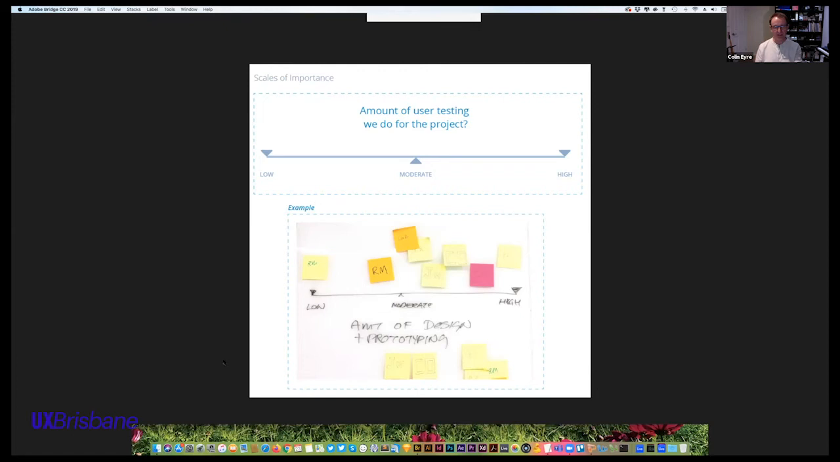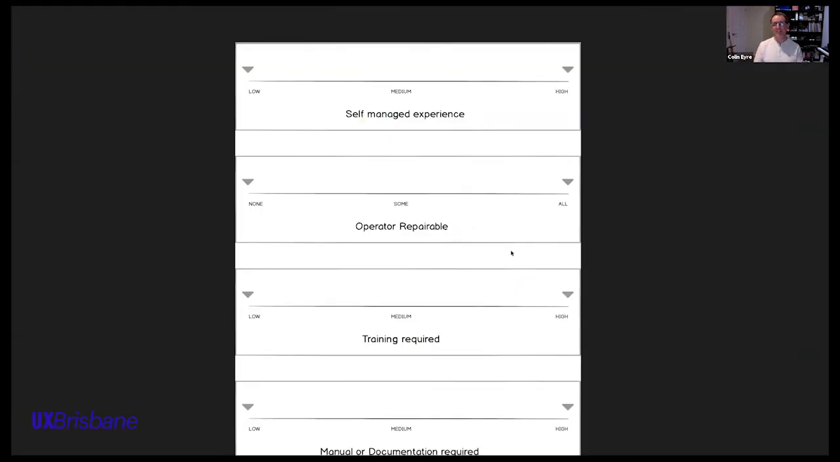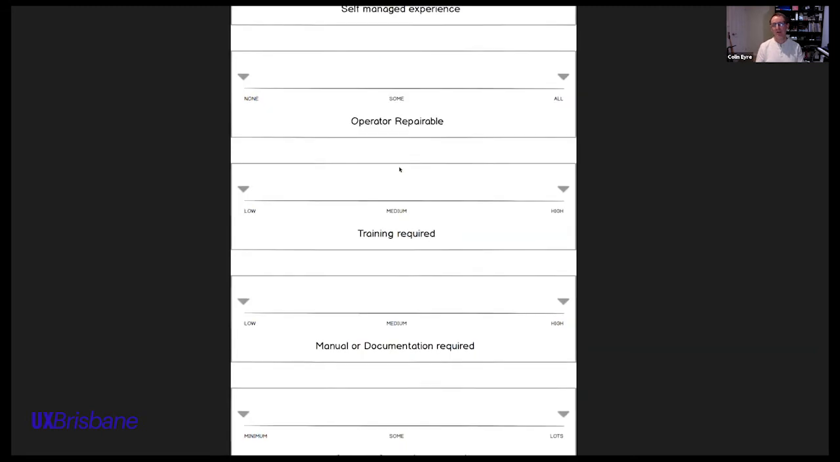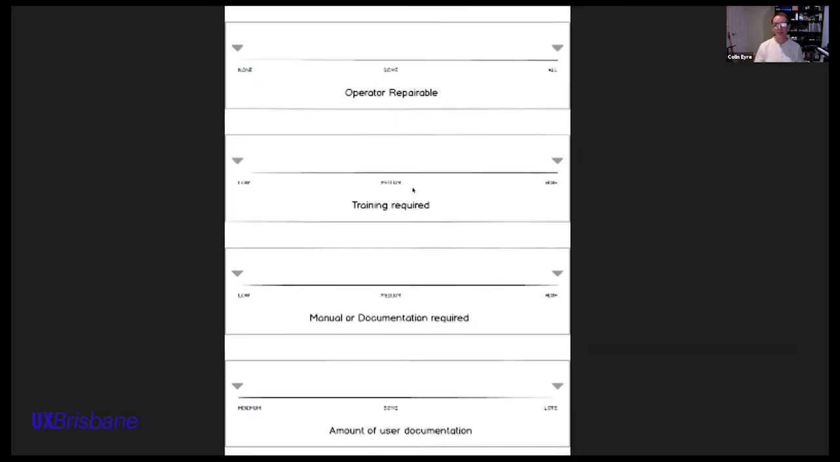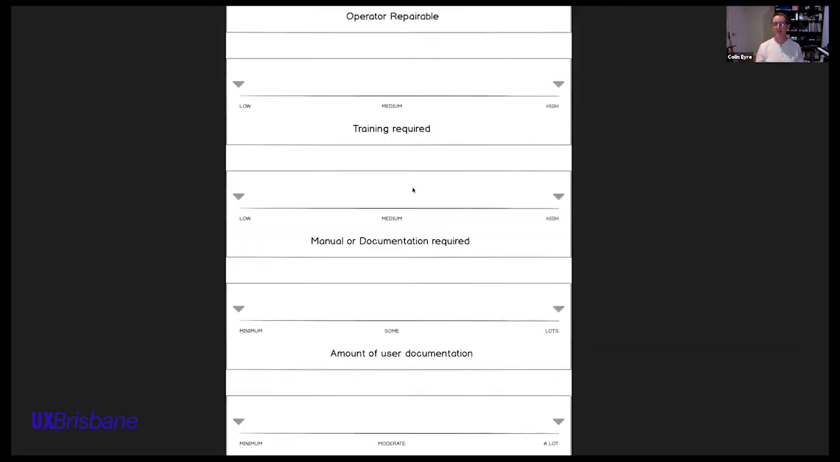There's a ton of different scales of importance. Here's an example: self-managed experience. Is it really important or less important? What about operator repairable? So that's a general operator who's not a coder. Can he repair a flow for a customer? What about training? Is there a high amount of training required or a low amount of training required? So we're always coming back to the design principles.